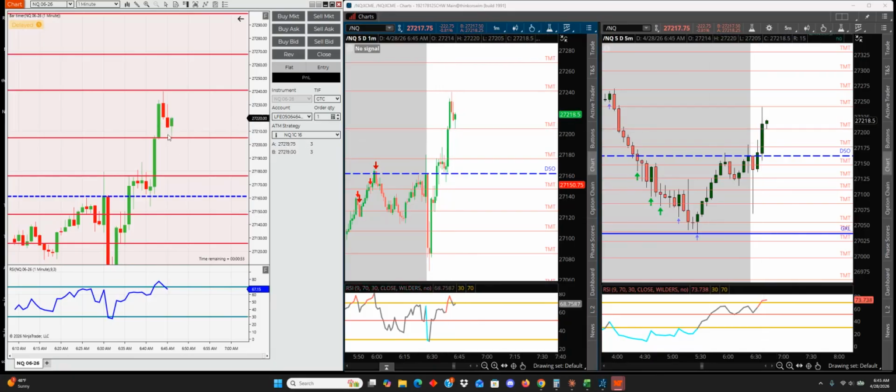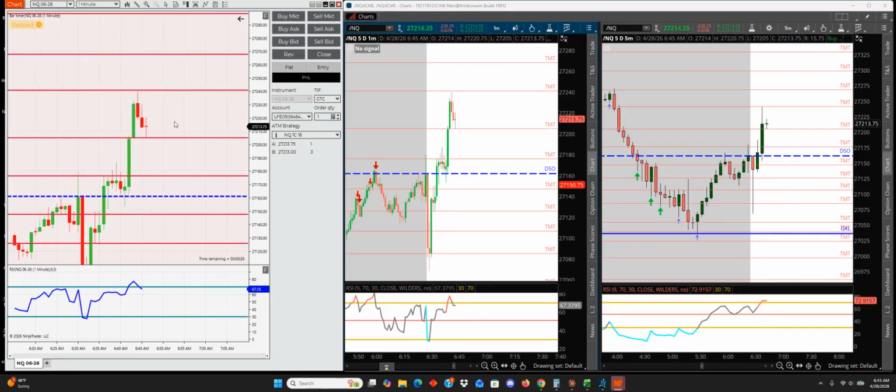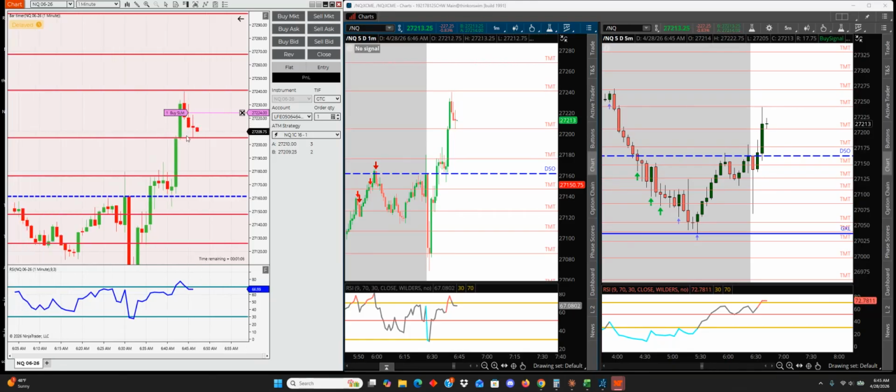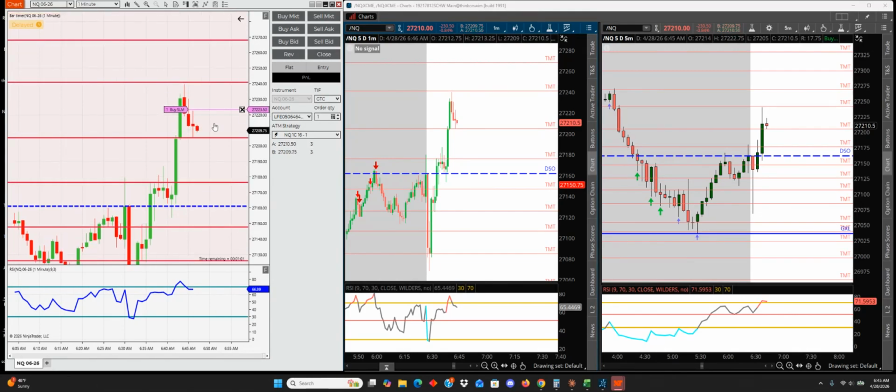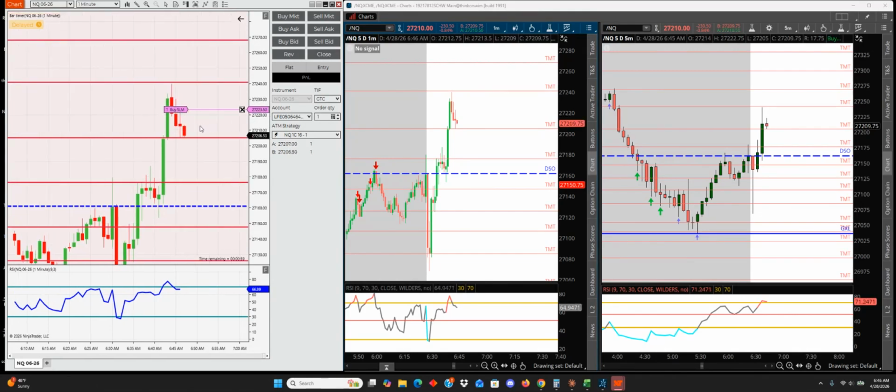See, it came down and touched that level. It could go back up and do a double top right here. So as soon as this closes, we can put an order above this if it happens. Now I'm going to be conservative with this account. You see how it touched this level again?